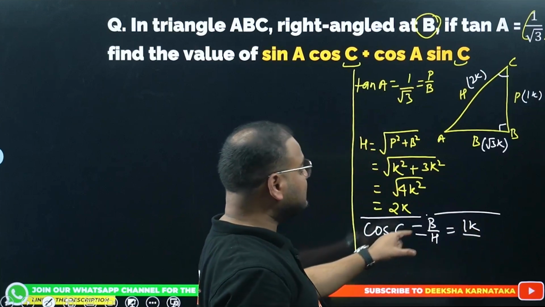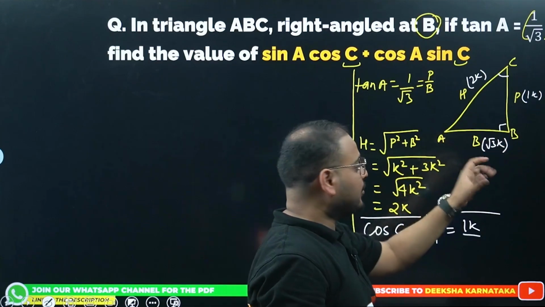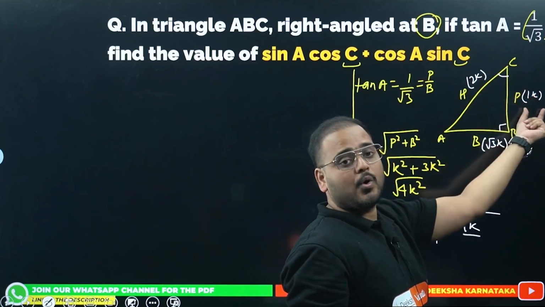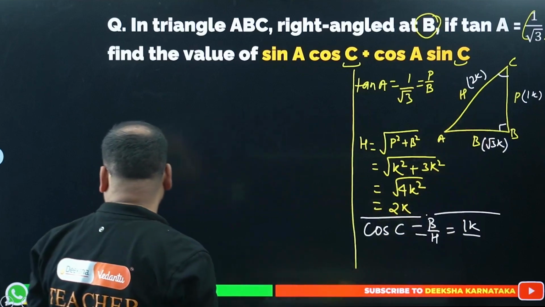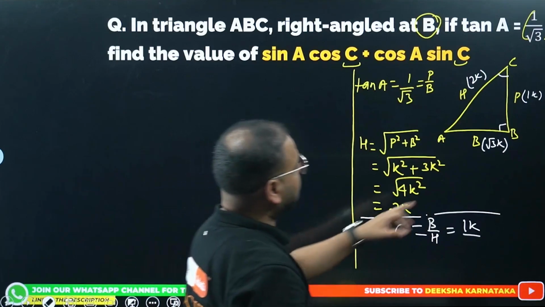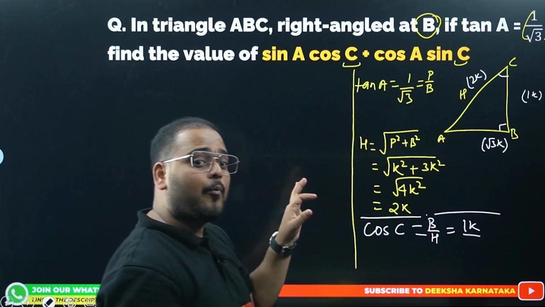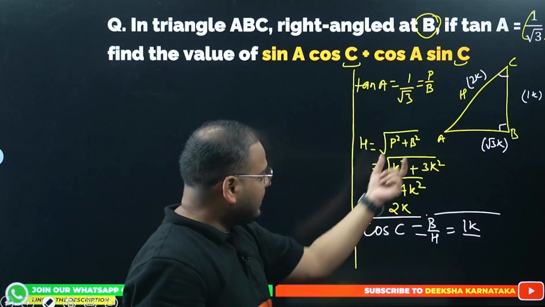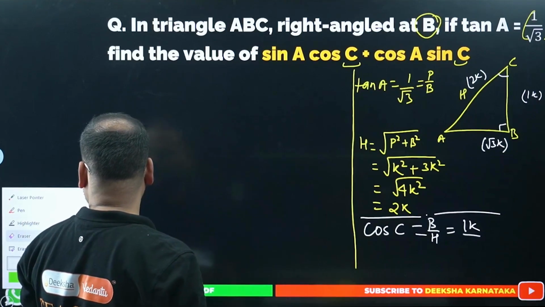I hope this is clear. For angle c, base is not root 3k. This is for AB, this is for angle A. When I'm taking angle C, my base will become the adjacent side. So this will be 1k. Don't look at P and B and get confused, because I've changed the angle. That was for when angle A was the reference, but when it is angle C as a reference, it changes.